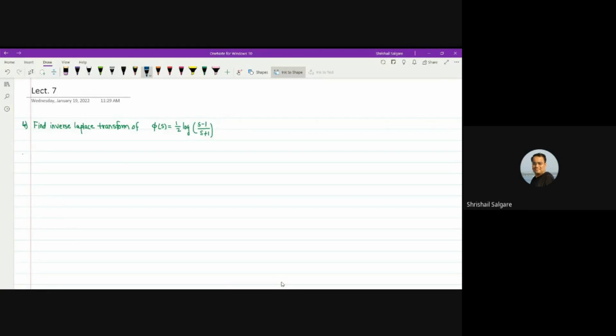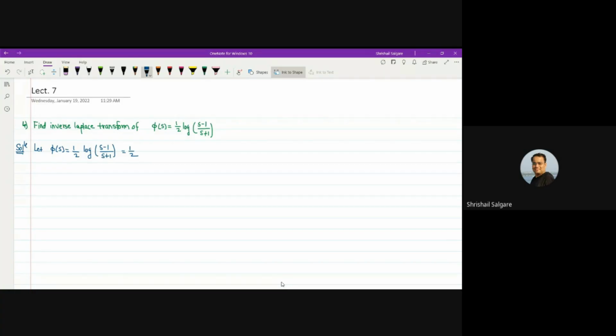Here you have to use the derivative result. Suppose, let me consider the given function phi of s. Phi of s is 1 upon 2 into log of (s minus 1) divided by (s plus 1). So further I will write this term as 1 upon 2 into, what I will do? I will apply the property of logarithm.